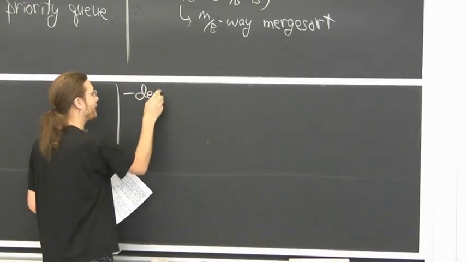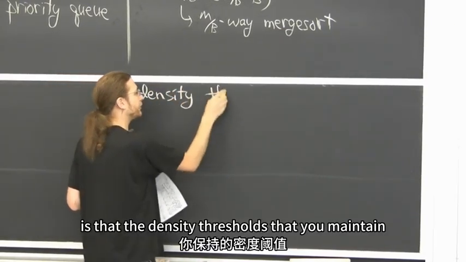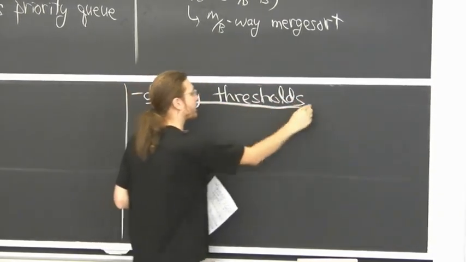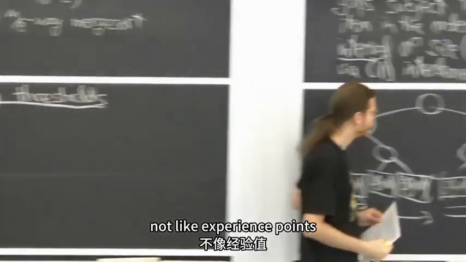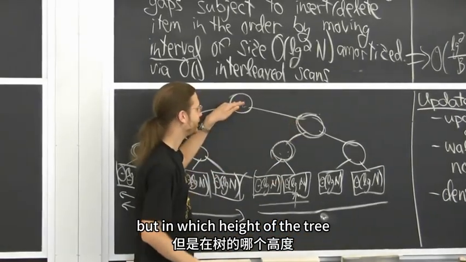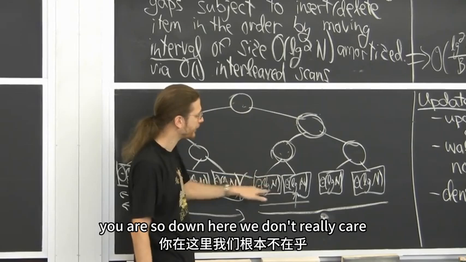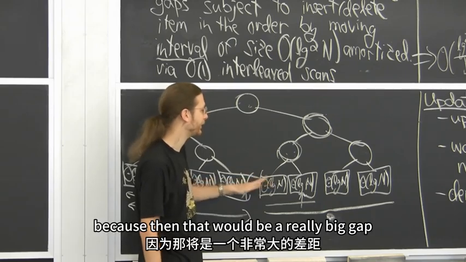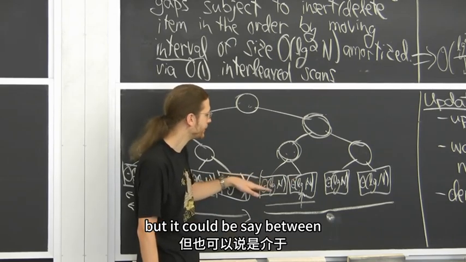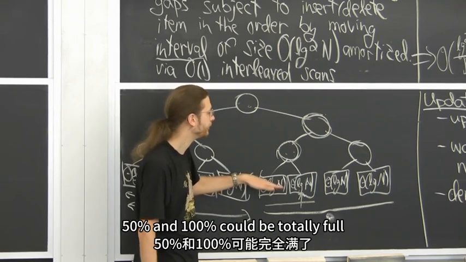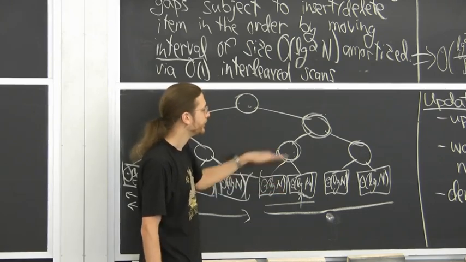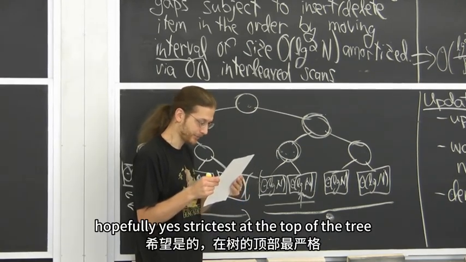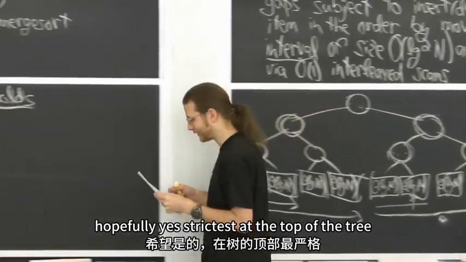The fun part is that the density thresholds that you maintain depend on which level you are, in which height of the tree you are. So down here, we don't really care how well distributed the leaves are. I mean, that can't be 0%, because then that would be a really big gap. But it could be, say, between 50% and 100%. It could be totally full. And then once it's overflowing, we've got to go up. And the higher we go, the stricter we get. Yes, strictest at the top of the tree.